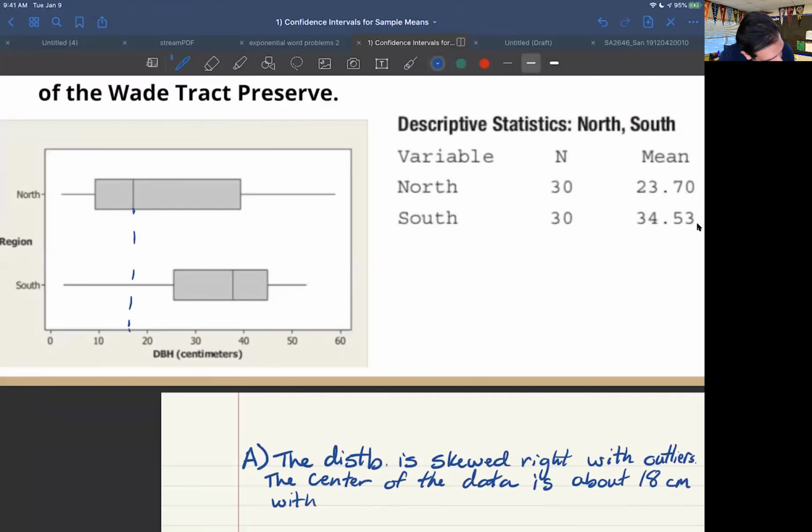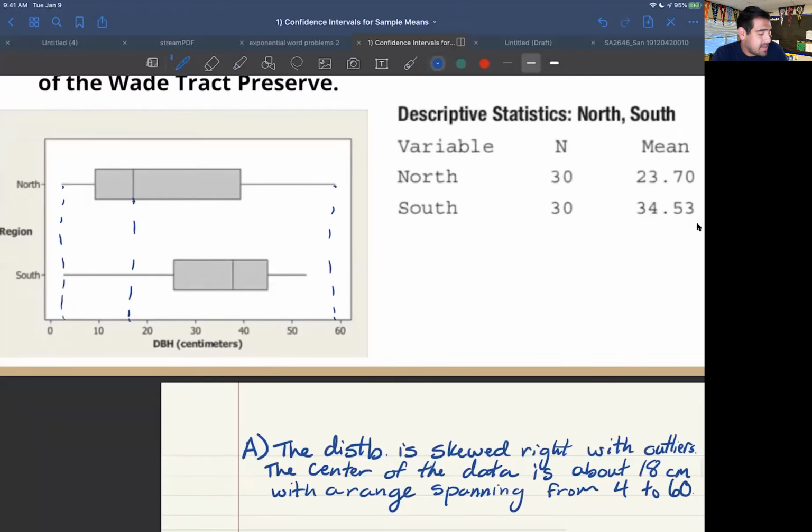With a range spanning from, let's see, what can we say? About 4 to 60. Right, those are just estimations.